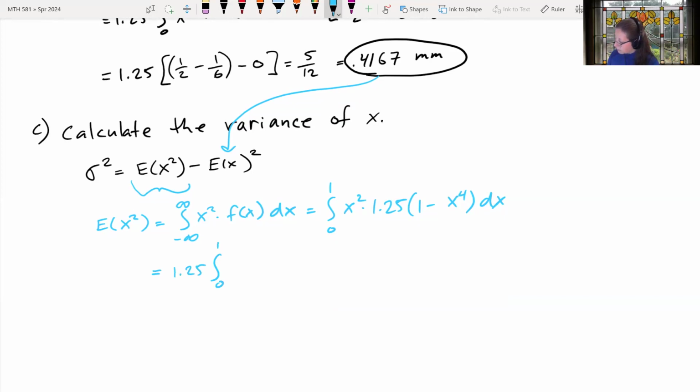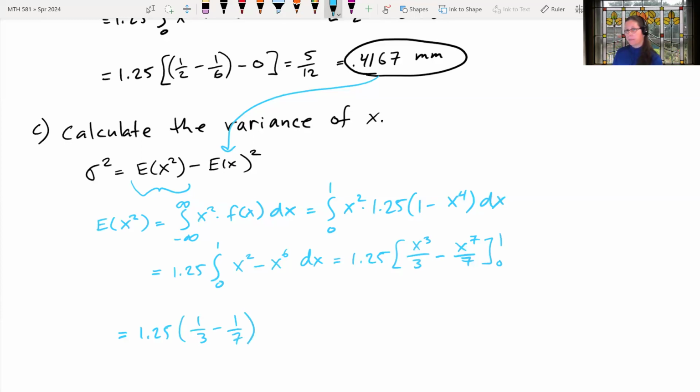And then I'm going to distribute the x squared through both terms. So x squared times 1 is x squared, and x squared times x to the 4th is x to the 6th. And then integrate, we get 1.25 times x cubed over 3 minus x to the 7th over 7, evaluated from 0 to 1. And that would be 1.25 multiplied by 1/3 minus 1/7.